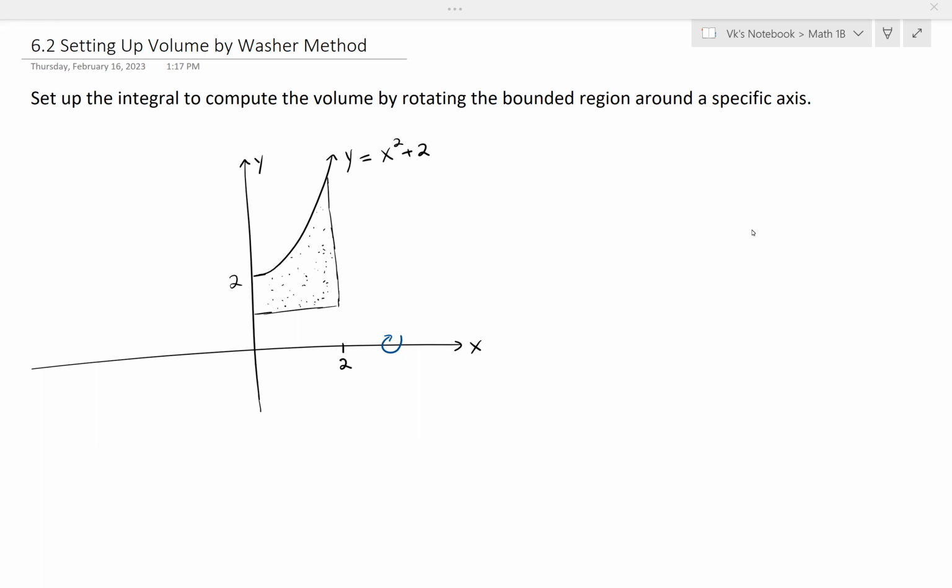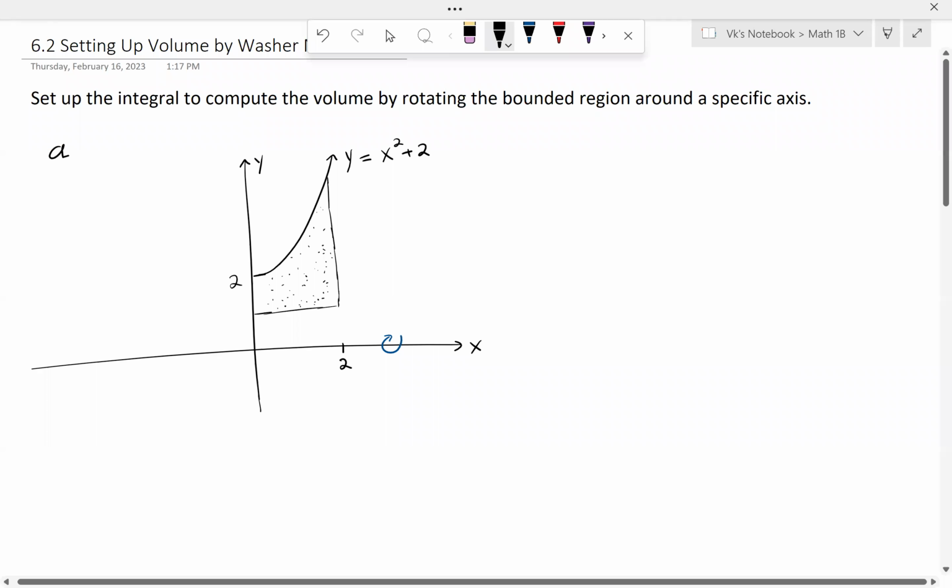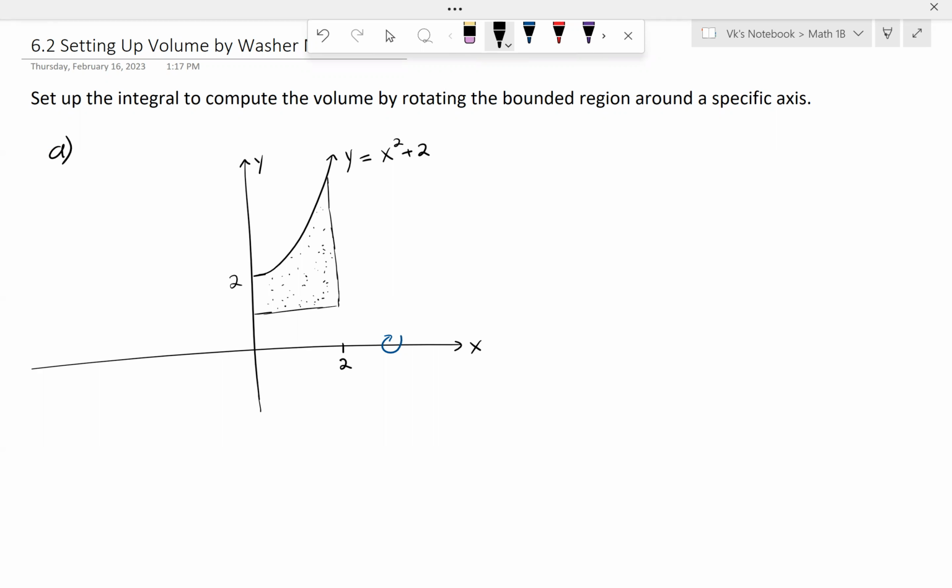Today we explore section 6.2, setting up volume by washer method. Now, for the following example, we have the same exact bounded region. The goal is to set up the integral to compute the volume by rotating the bounded region around a specific axis. In the first example, let's rotate the bounded region about the x-axis.